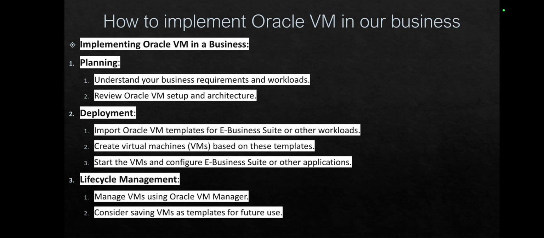How to implement Oracle VM in our business? 1. Planning. Understand your business requirements and workloads, and review Oracle VM setup and architecture. 2. Deployment. Import Oracle VM templates for E-Business Suite or other workloads. Create virtual machines based on these templates. Start the VMs and configure E-Business Suite or other applications. 3. Lifecycle management. Manage VMs using Oracle VM Manager. Consider saving VMs as templates for future use.